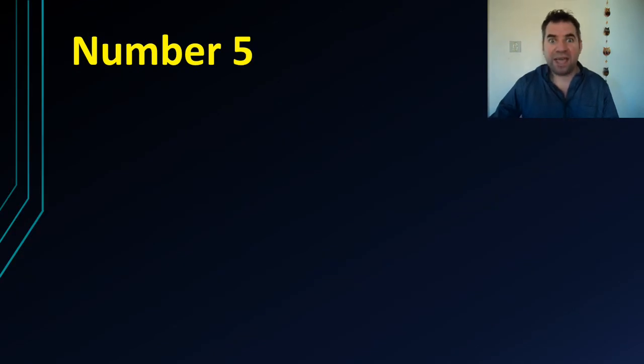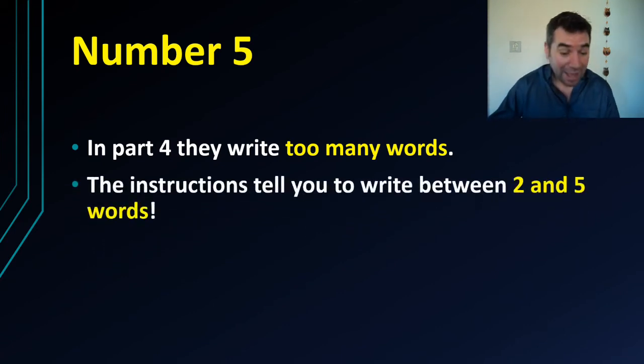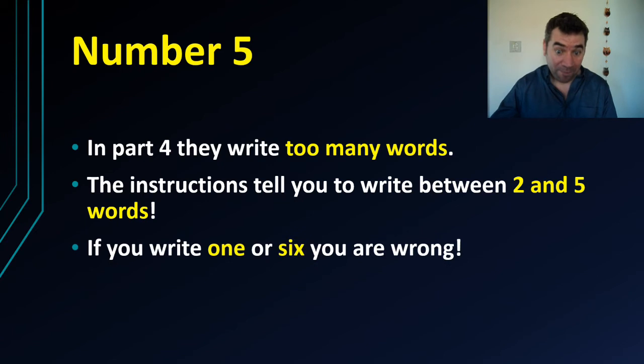Number 5, again, part 4 of the grammar. They write too many words. Oh, yes. In the instructions, they clearly tell you between 2 and 5 words. Therefore, if you write 1, wrong. If you write 6, wrong. You're going to lose marks. Again, careless mistakes, and it's really easy to do. So, follow the instructions: between 2 and 5.